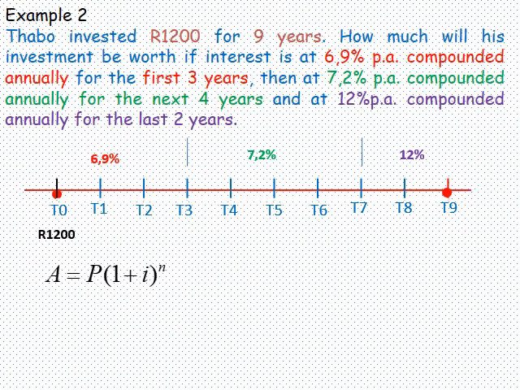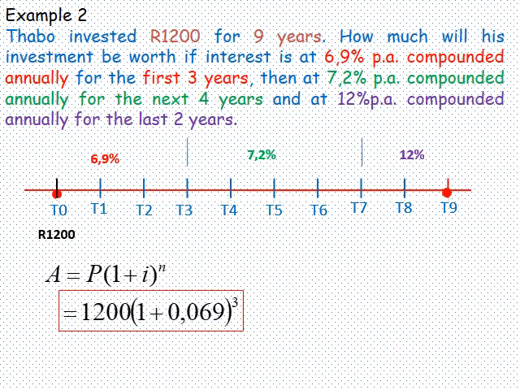We apply our compound interest formula, and we just latch on the change of interest rates by means of multiplying. So the red section of time, the red interest rate, 0.069, was applied for 3 years. That's why 1,200 is multiplied by the bracket raised to the power of 3. Then that answer can be multiplied by a bracket with the new interest rate, 0.072, raised to the power of 4.